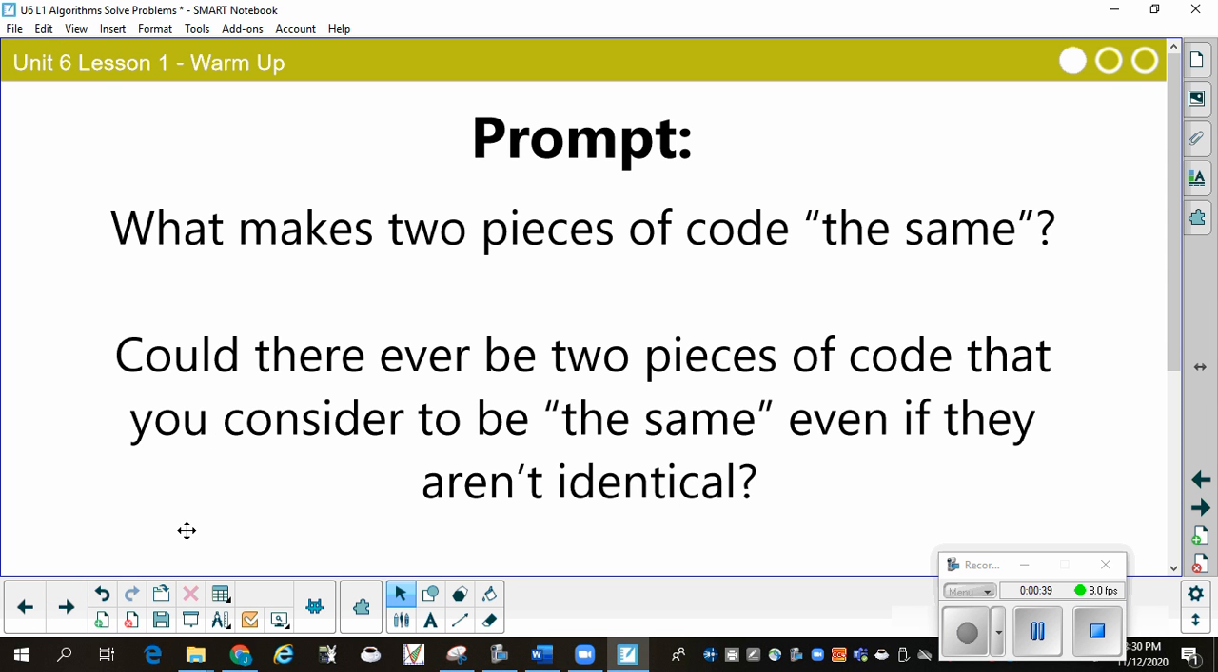Now, as a prompt, think about this. What makes two pieces of code the same? Could there ever be two pieces of code that you consider to be the same, even if they aren't identical? Some of you may be saying, well, if it does the same thing, it's the same code. Others say, nope, it's got to do it the exact same way. It's got to have the exact same commands, exact same comments. A lot of things can mean the same. What do we mean by the same? You should think about that as we continue on.